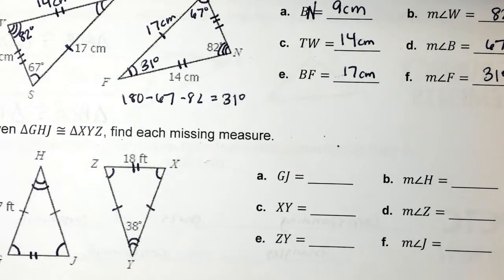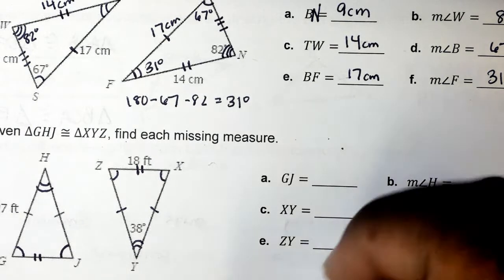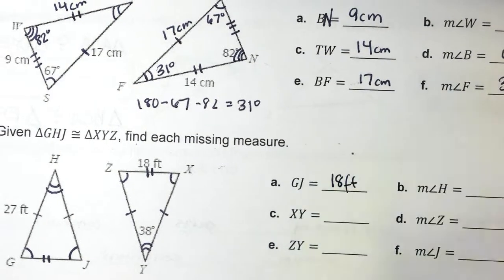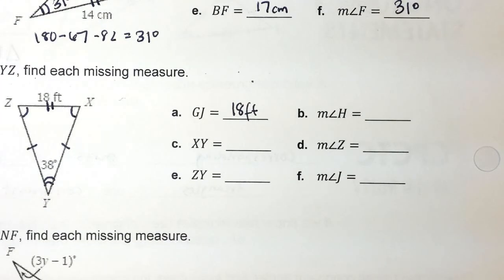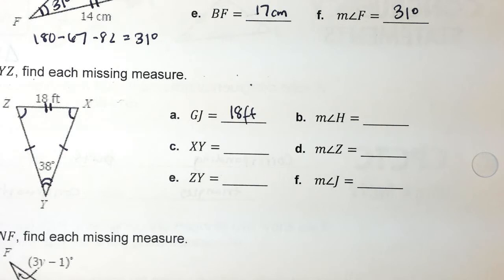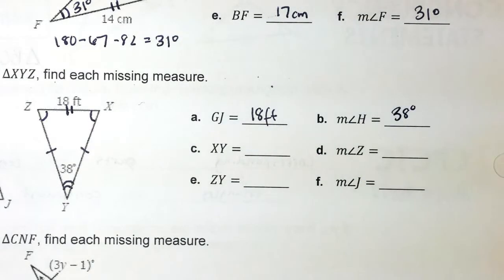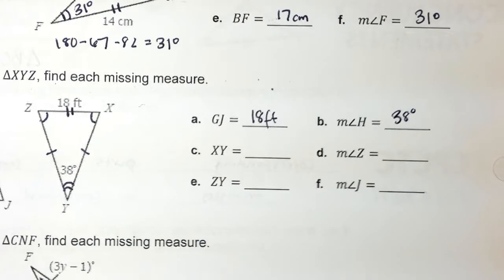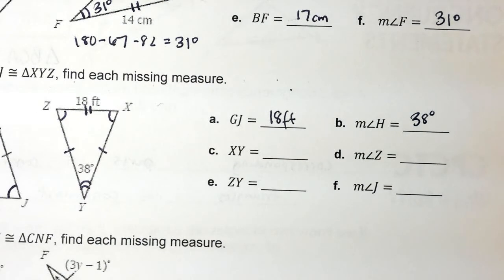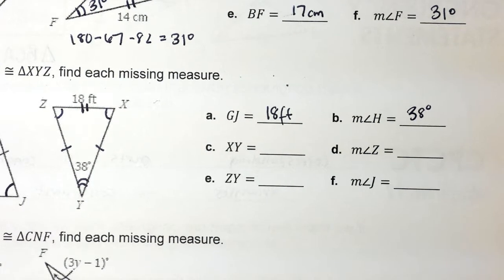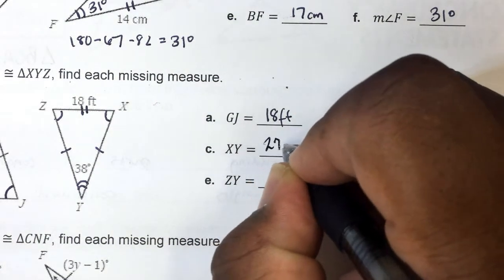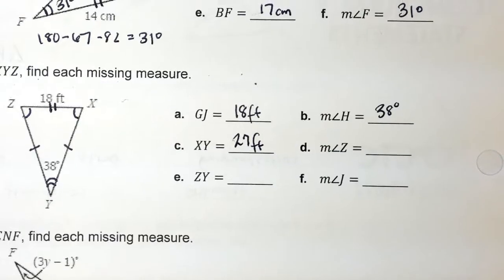GJ. Little ladder. 18 feet. Measure of angle H. 38 degrees. XY. You gotta speak louder for me, Chris. Thank you. Measure of angle Z.